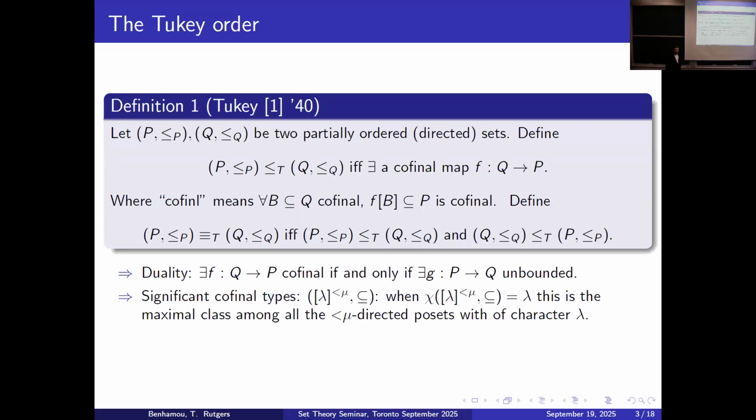But isn't there a better way to say it? Basically, if you don't assume that this character is lambda, you're just saying that it's above everything of size lambda which is less-than-mu directed. Isn't that the case? I'm not sure it's true in general. This is what we were talking about. Okay, but I have this assumption because I think the situation is not completely clear.